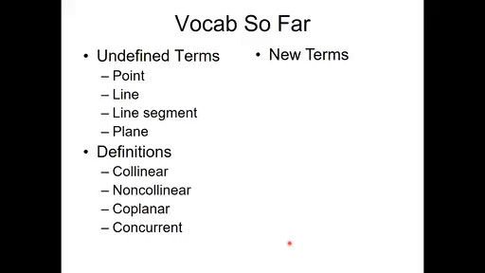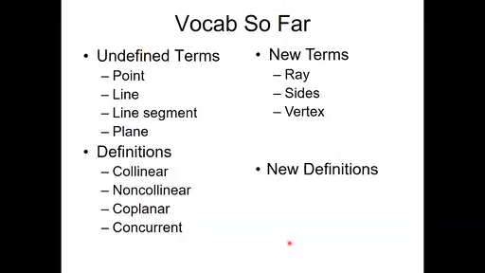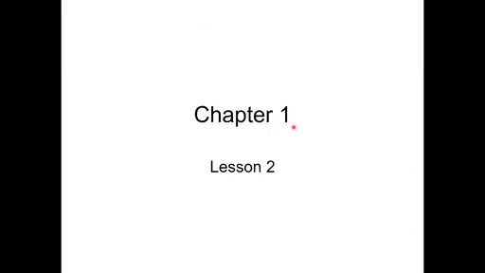Today we had a couple of new undefined terms. One of them was ray. We didn't really define it, we just looked at examples, and we're going to be using that. We talked about sides, and we talked about vertex, or vertices is plural, vertex is singular. They were part of our new definition of angle. An angle, of course, is 2 rays, which sometimes we call sides, with a common vertex. So that gets us to the assignment, which you should have by now, Chapter 1, Lesson 2.